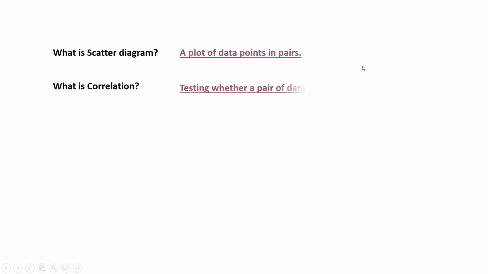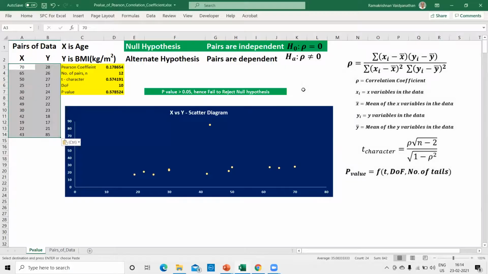What is the correlation? It is testing whether a pair of data has any relation. See here, the x and y variable values are given here. Is there a relation between x and y? That is given by this Pearson coefficient. The Pearson coefficient formula is given by this relation: xi, yi, x bar and y bar. X bar and y bar are nothing but the average of these xi values and yi values respectively. Xi are the individual x values, yi are the individual y values.